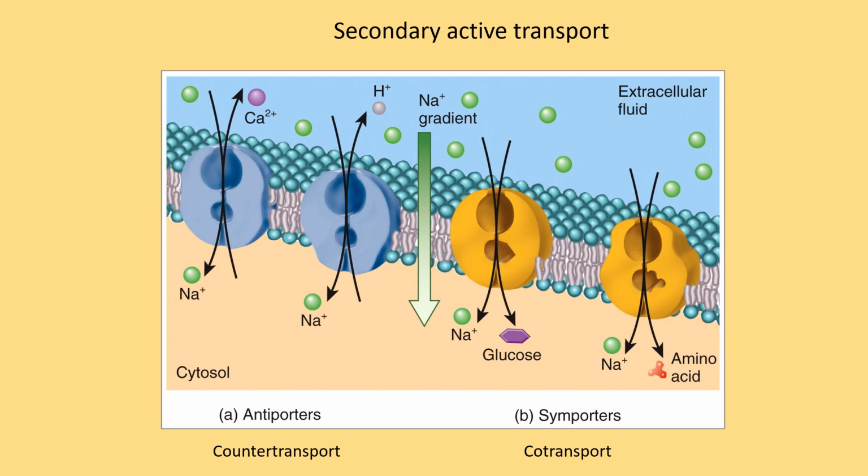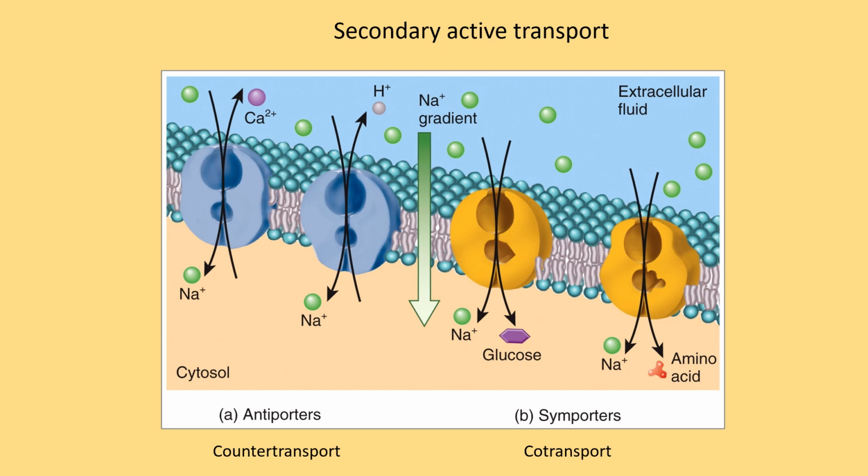All 4 of the transmembrane proteins shown here perform secondary active transport. There are 4 different examples. On the left, in panel A, we have transmembrane proteins that are called antiporters. And on the right, we have two transmembrane proteins that are called symporters. An antiporter, also known as a countertransporter, moves two substances in opposite directions.